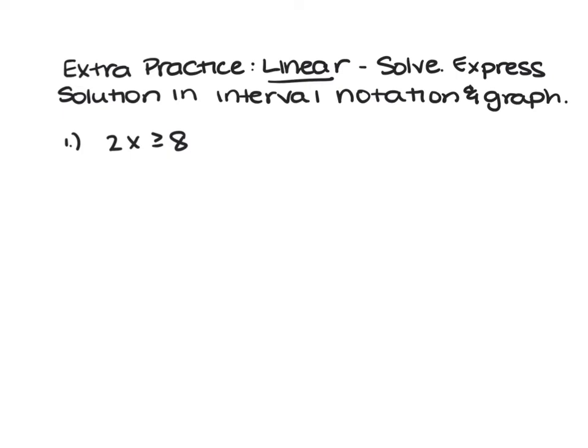So with this, the way that we would work this out is we would just divide each side by that 2 to get x by itself. We have x is greater than or equal to 4. Now, thinking about this, x is greater than or equal to 4. You have to think of your number line when you graph this. It's a lot easier to graph it first.